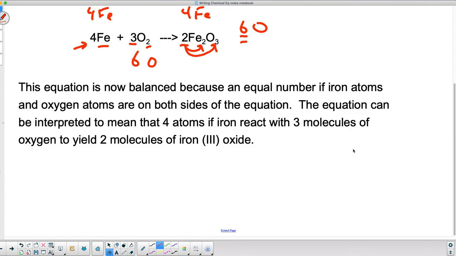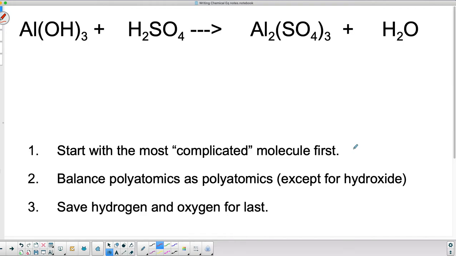The equation can be interpreted to mean that 4 atoms of iron react with 3 molecules of oxygen to yield 2 molecules of iron(III) oxide. Excellent. Let's keep going.